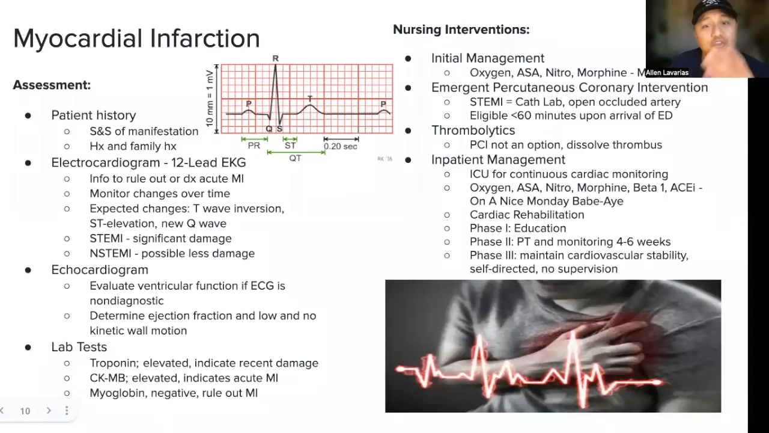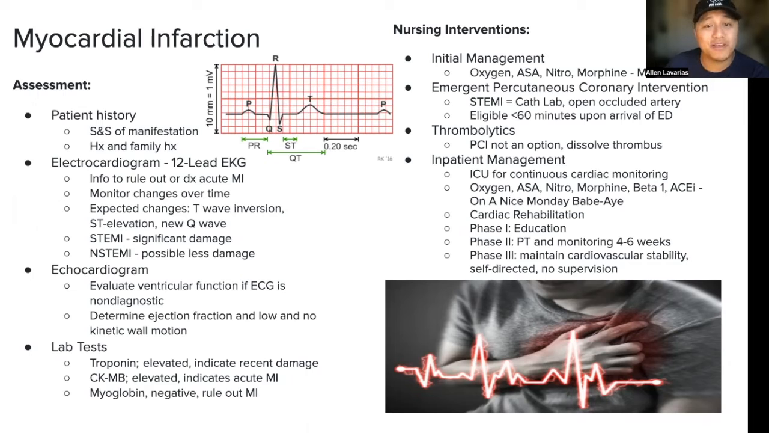Upon assessment, you'll do a patient history and an EKG. A 12 lead gives you information, T wave inversion or ST elevation. If that test is non-diagnostic, an echo is needed. Check your kinetics. Last assessment, lab tests like troponin, CK-MB, and myoglobin.